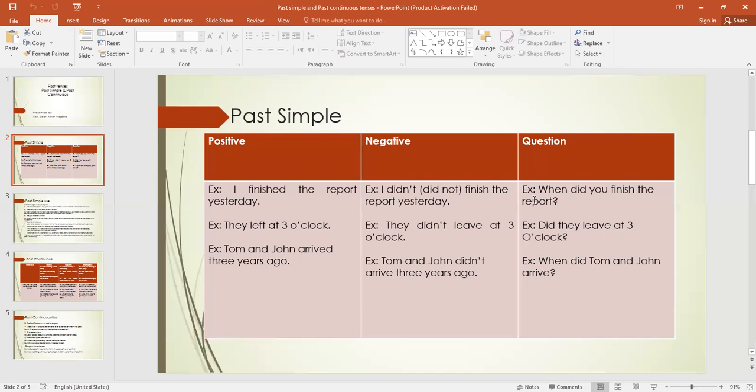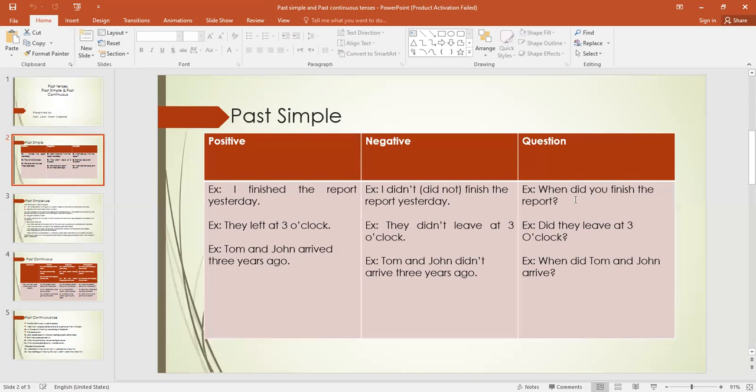Also, in a question case, you can say when did you finish the report. You can actually use WH questions. We have a long list actually of WH questions. We have when, where, who, how many, how much, what. So the question can start with a question word like when, where, how, who, etc. Or you can say did you finish the report. You can start the question with did you finish the report, or when did you finish the report.